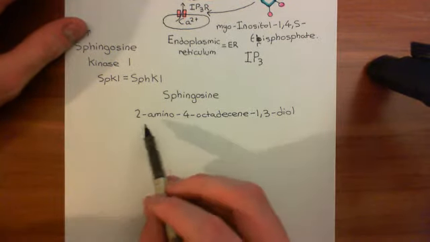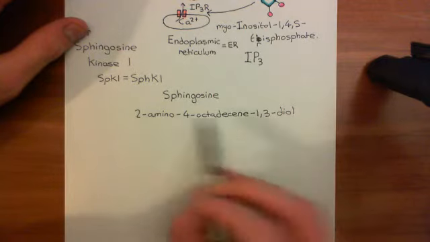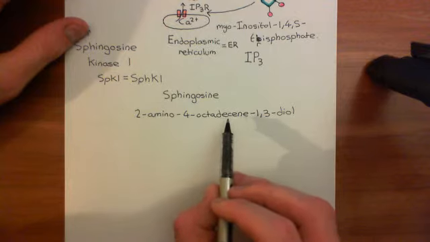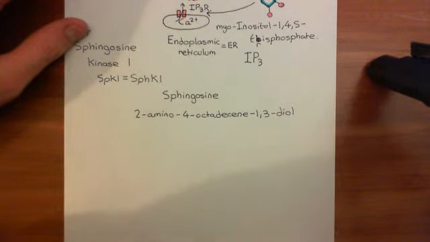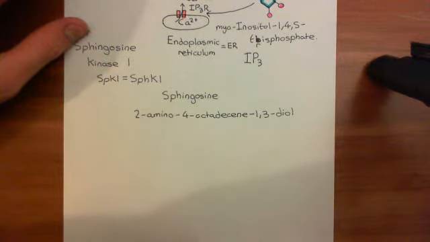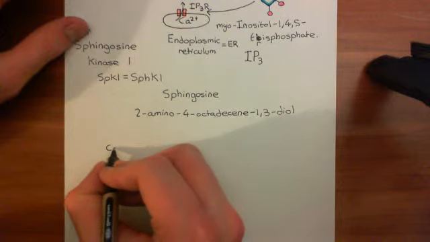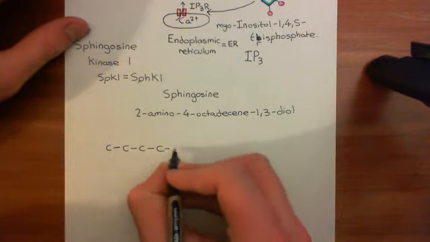Now, the only important carbons here are the 1st, the 2nd, the 3rd, the 4th, and the 5th. We don't care about the other 13. Okay, so I'm not going to draw out the whole 18 carbons. I'm only going to draw the first 5 and then abbreviate the rest of them. Okay, so let's draw out the first 5. 1, 2, 3, 4, 5.